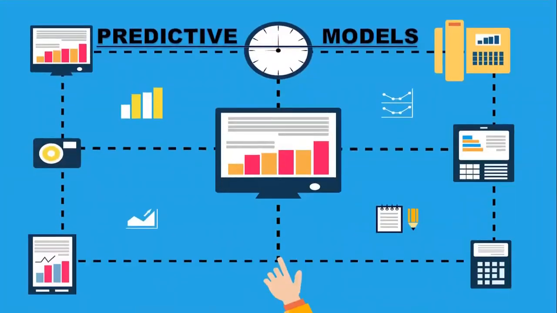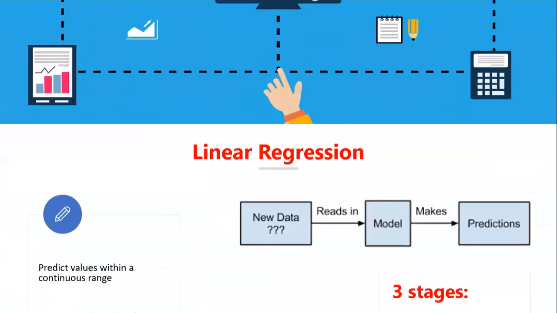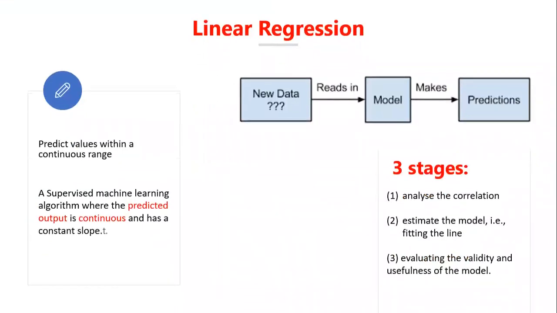Let's have a look at what predictive models are. Linear regression. Linear regression is a linear model, for example, a model that assumes a linear relationship between input variable X and single output variable Y. The biggest advantage of the linear regression model is linearity. It makes the estimation process simple, and most importantly, these linear equations are easy to understand and interpret.